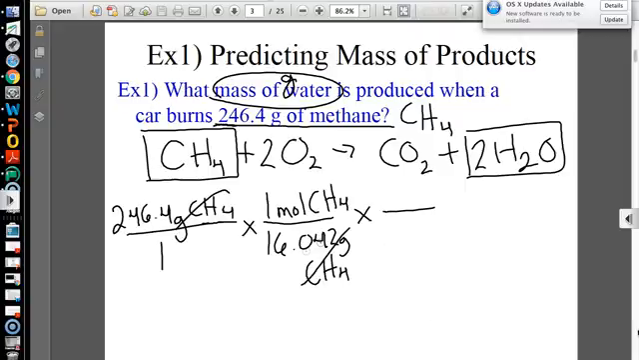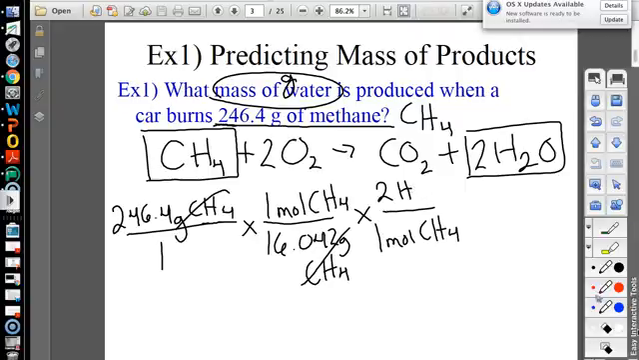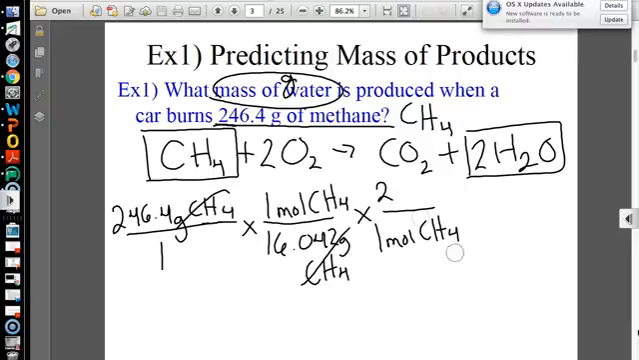Okay, so up here in my balanced equation, I have 1 mole of methane. And then for every 2 moles of water. Left out a word. Okay, so here I am. I went from grams to moles. Now I'm at moles of water.